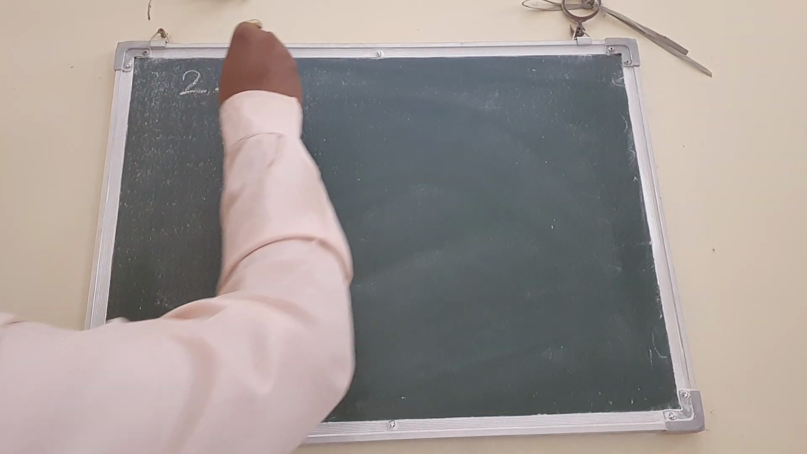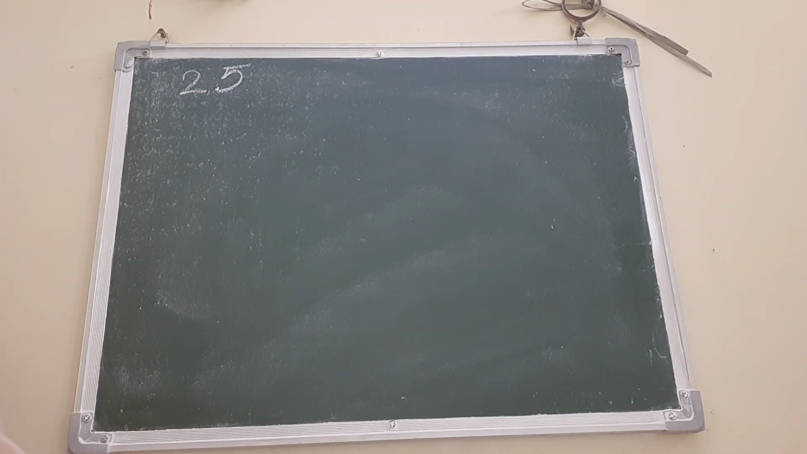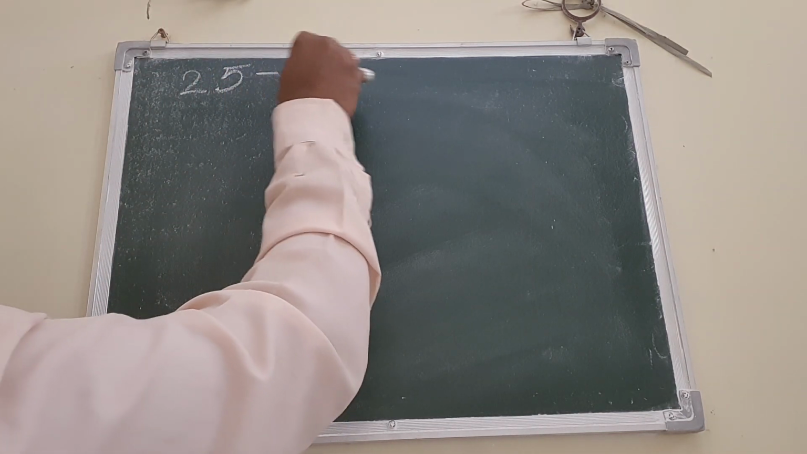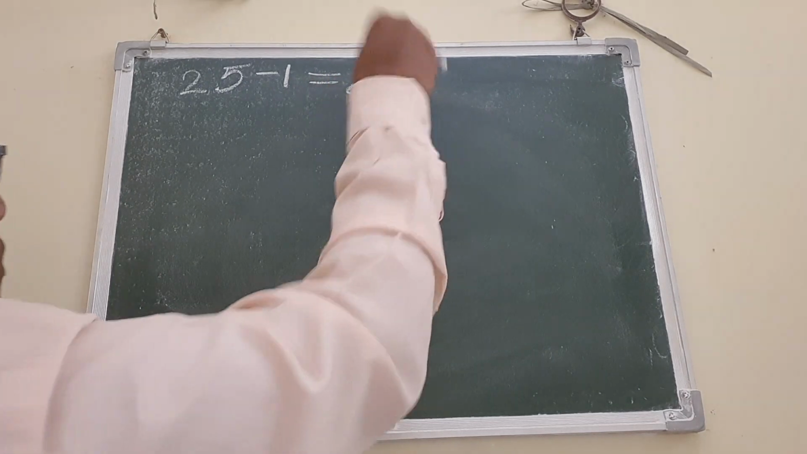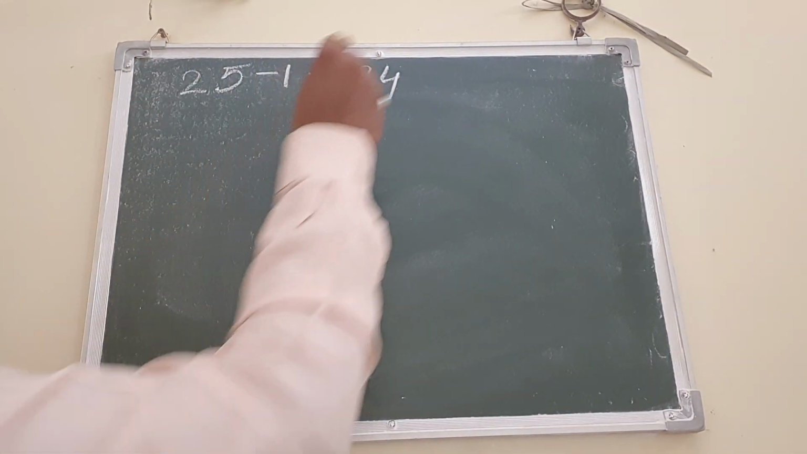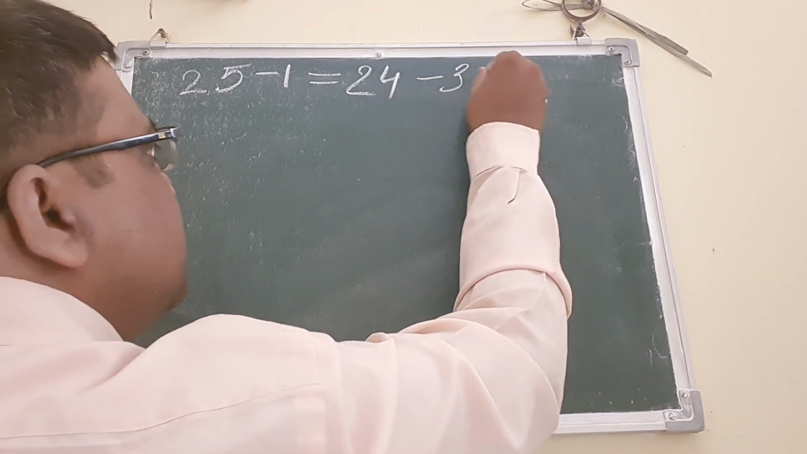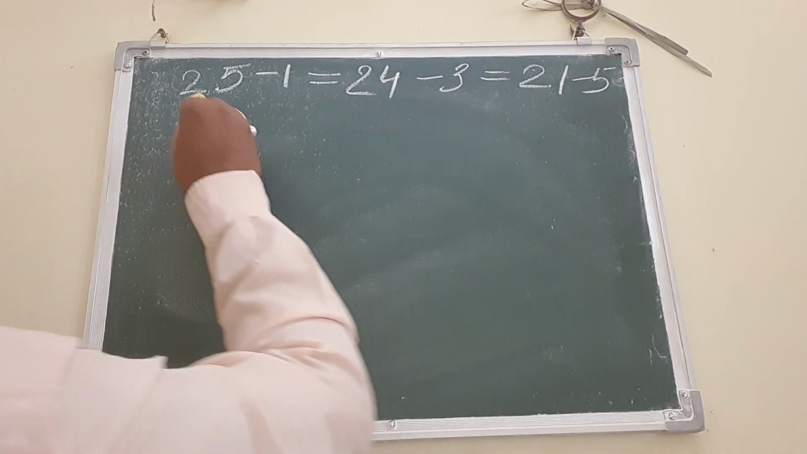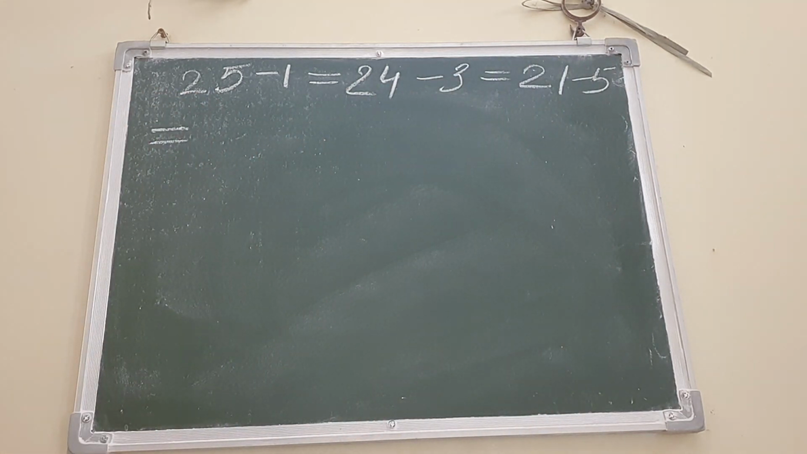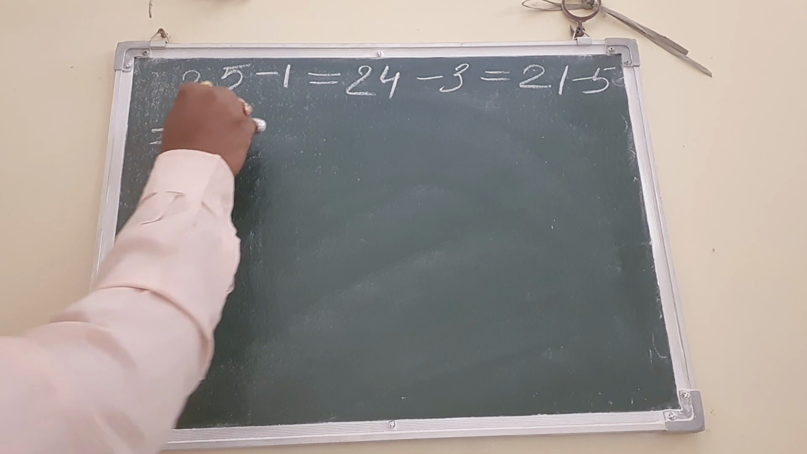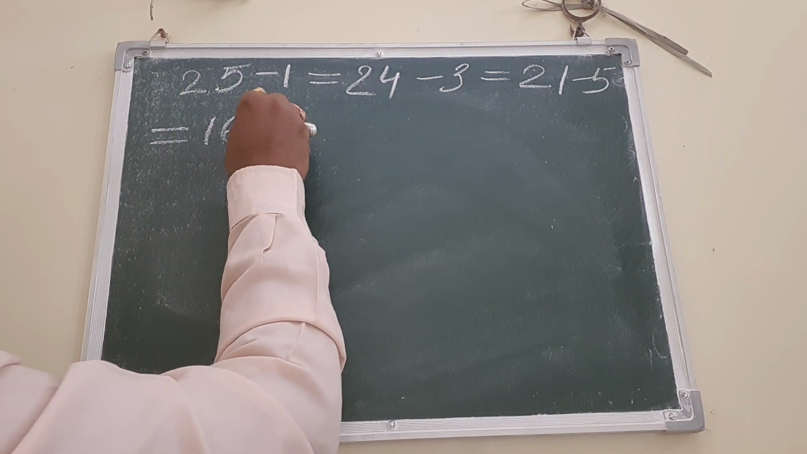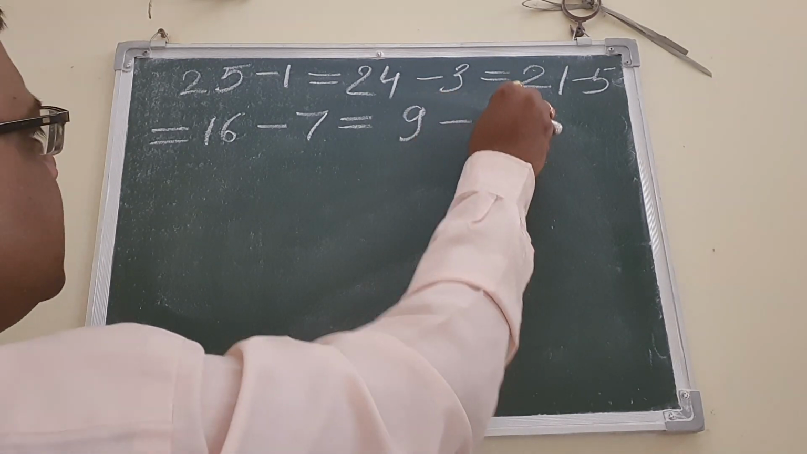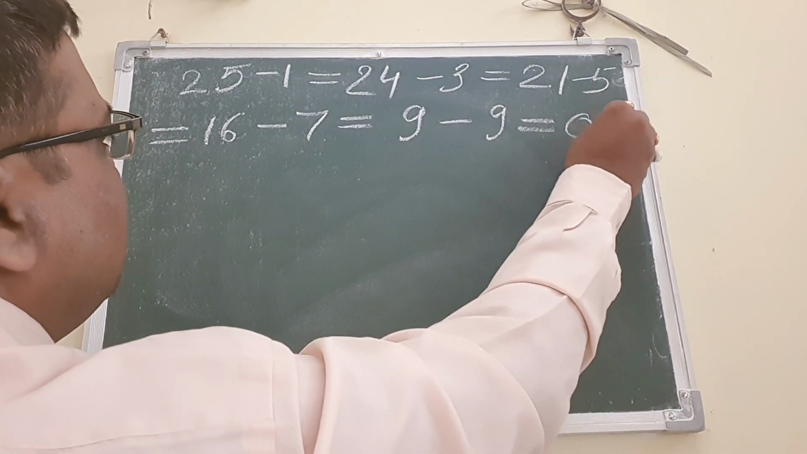Subtracting the odd numbers from the lowest to the biggest odd number, subtracting 1. 1 is the lowest odd number, so it is coming out to be 24. Subtracting 3, the next odd number, it is coming out to be 21. Now subtracting 5, the next odd number, it is coming out to be 16. Again subtracting the next odd number, that is 7, it is coming out to be 9. Subtracting the next odd number, that is 9, it is coming out to be 0.